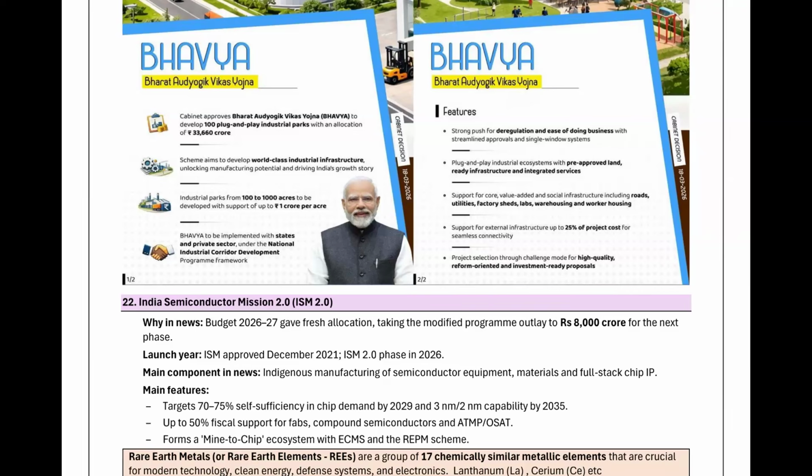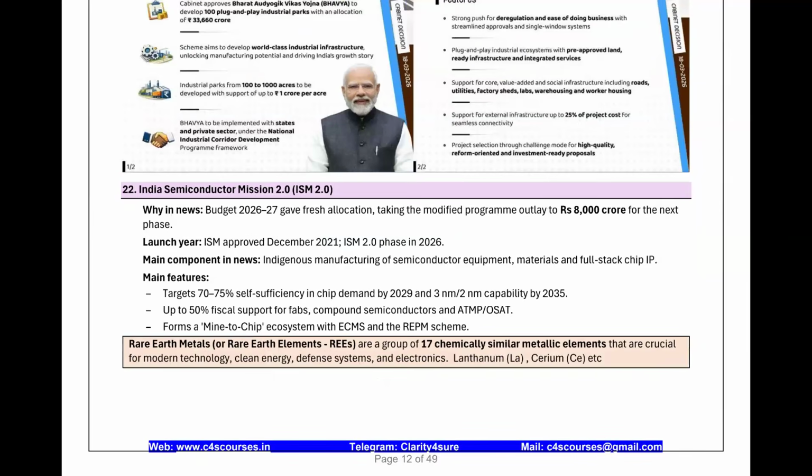Let's talk about the second, and it is very much in the news as well. That is India's Semiconductor Mission, ISM 2.0. Which ministry will control it? Please tell me. The ministry should be important, right? Which ministry will be controlling this ISM 2.0? That is the Ministry of MITI. Very good, very good. The Ministry of MITI will be controlling this. Okay? Ministry of MITI. Please note it down.